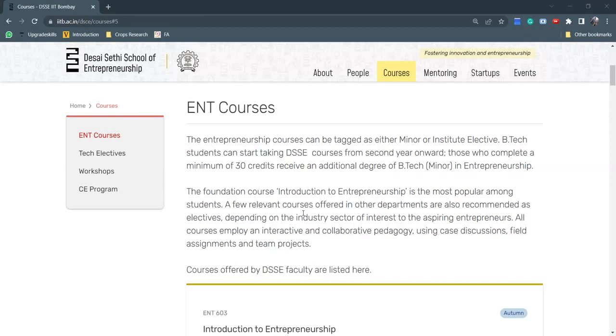But there is a third type of people who just want to do these courses for fun. Maybe in the future they want to build a startup, or maybe not, or they just go for it because these are also courses which can be tagged as institute electives and are quite scoring as well. So students prefer that too.